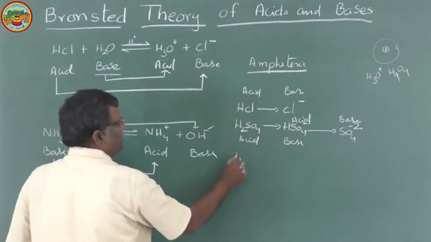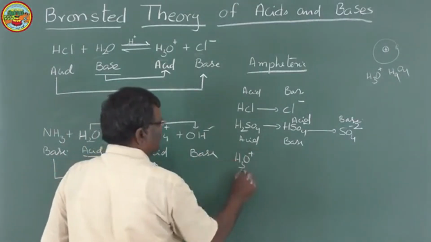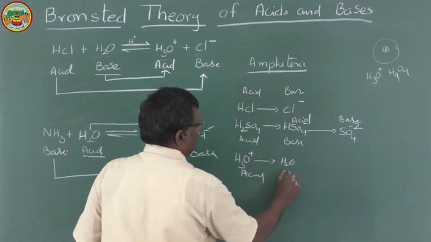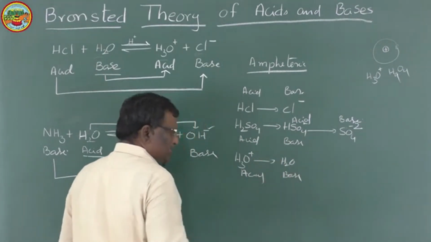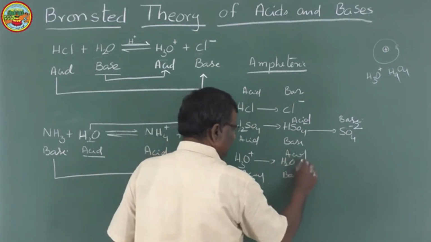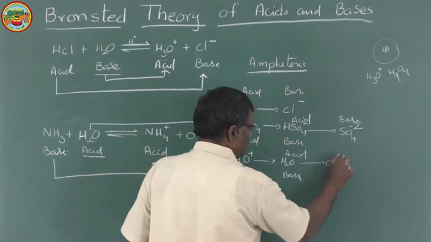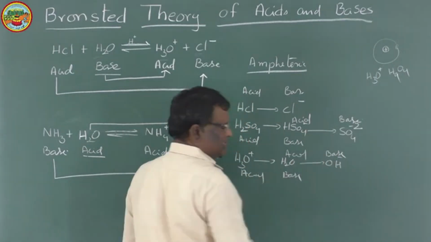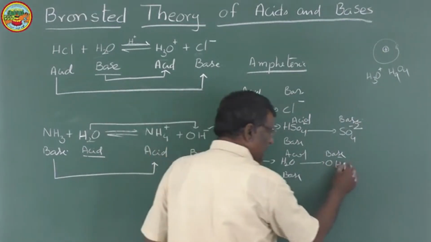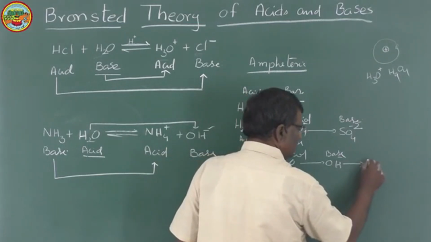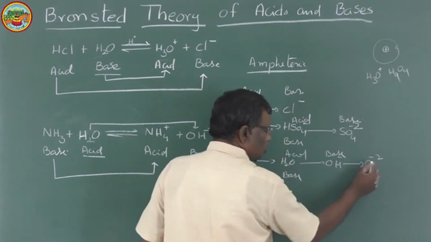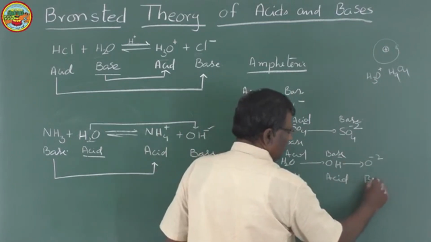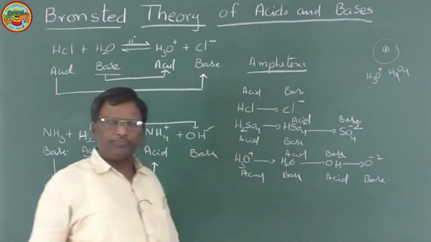Similarly, H3O plus is an acid with respect to H2O, where H2O is a base. This H2O is an acid with respect to OH minus. So with respect to H2O, OH minus is a base. But from this OH minus, on further removal of H plus ion, it is converted to O minus 2. So with respect to O minus 2, OH minus is an acid and O minus 2 is a base.